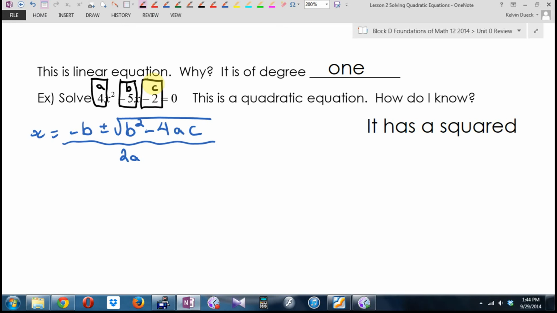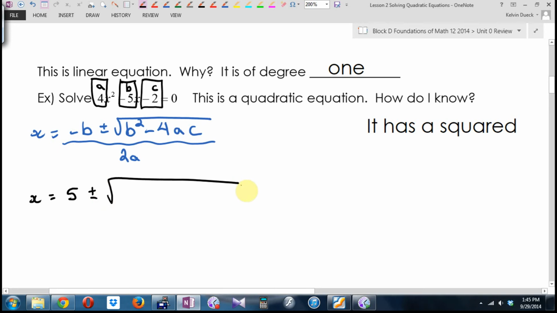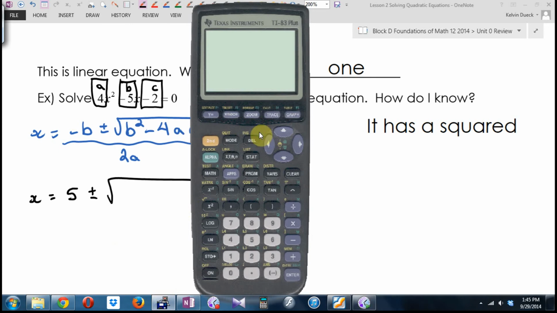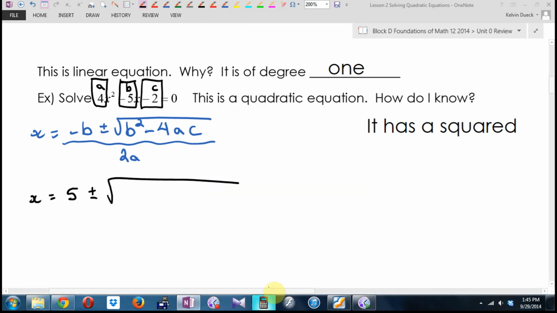And now it's plug and chug, complicated plug and chug, but plug and chug. I go x equals negative b. What's b in this case? So what's negative b? Negative 5, 5, plus or minus square root of. I usually do the b squared in my head because I'm good at squaring. What's -5 squared? Positive 25.